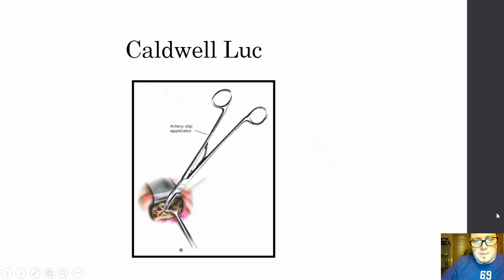There's a little artery clip applicator that we use for a Caldwell-Luke. It can be quite a vascular area and bleed quite a bit, so we have to be ready to provide adequate hemostasis.